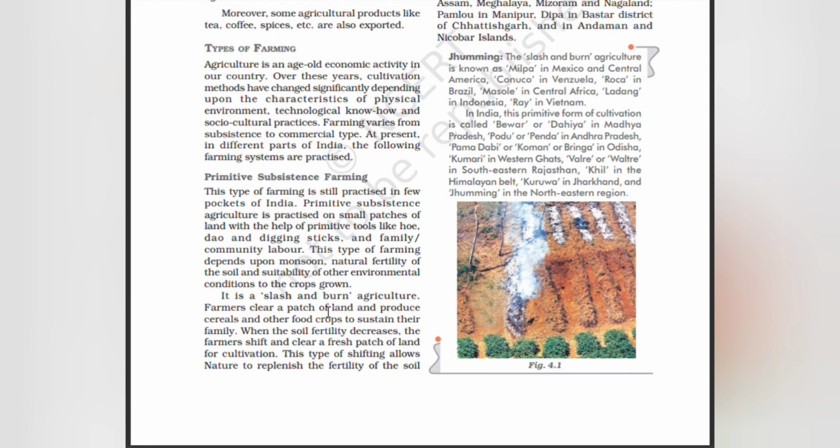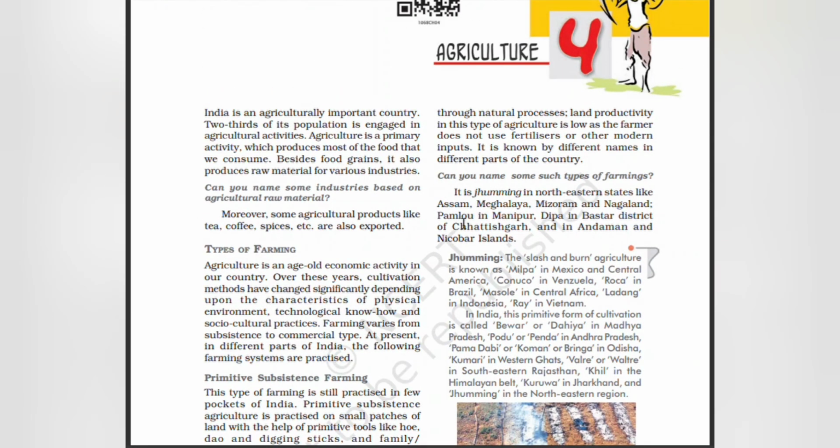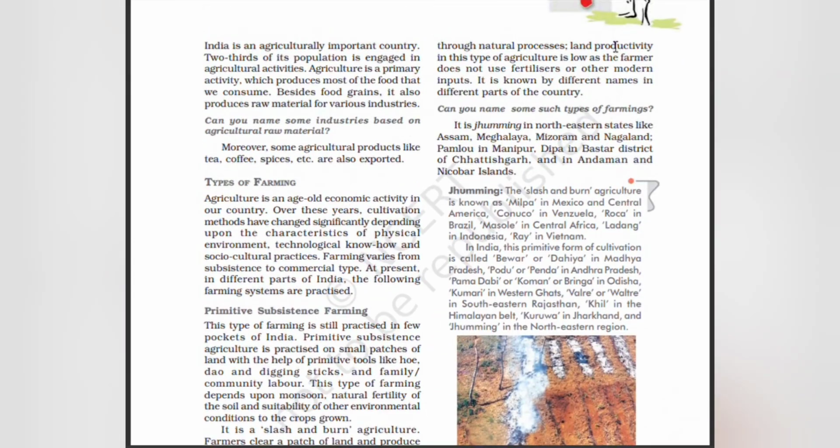Farmers clear a patch of land and produce cereals and other food crops to sustain their family. When the soil fertility decreases, the farmers shift and clear a fresh patch of land for cultivation. This type of shifting allows nature to replenish the fertility of the soil through natural process. Land productivity in this type of agriculture is low as the farmer does not use fertilizers or other modern inputs. It is known by different names in different parts of the country.